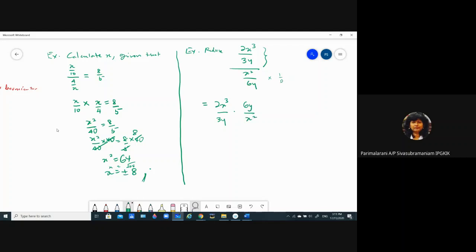So how do we do this? We cancel x squared here, remainder x. 3 and 2, y and y cancel off. So we have 4x. That's our answer. These are called complex fractions, and operations with complex fractions can be done this way.